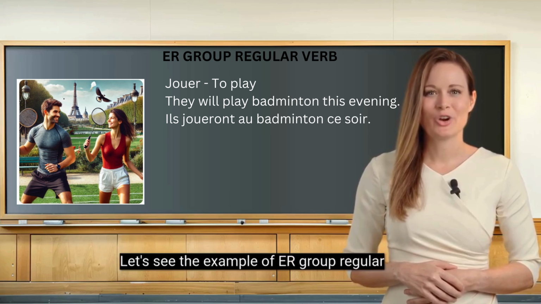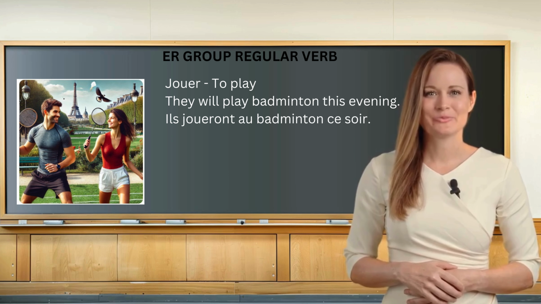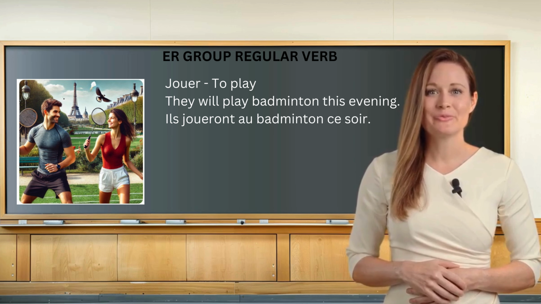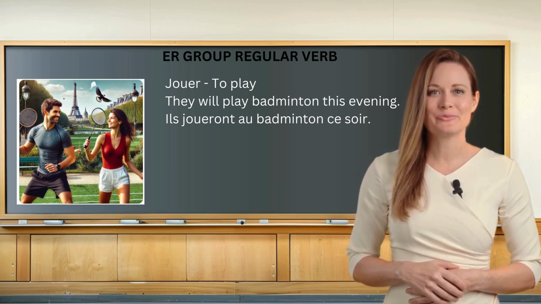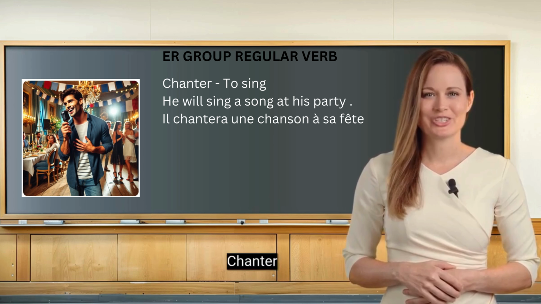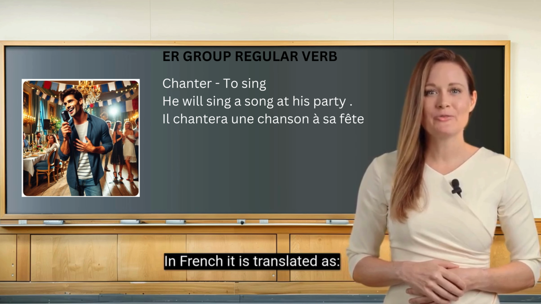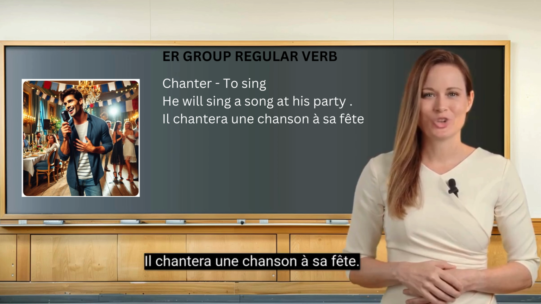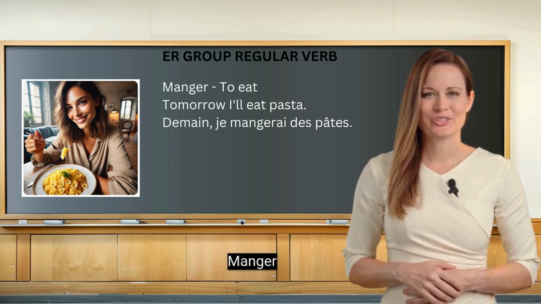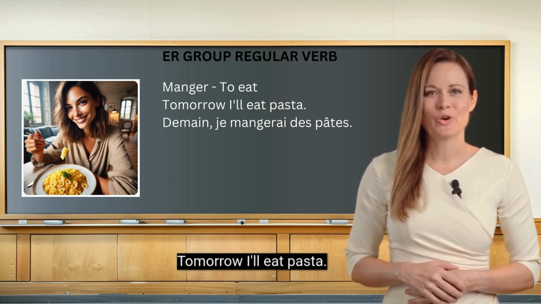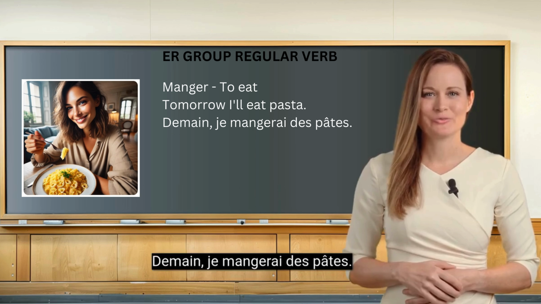Let's see examples of ER group regular verbs. Jouer, to play. They will play badminton this evening. It is translated as ils joueront au badminton ce soir. Next verb, chanter, to sing. He will sing a song at his party. In French it is translated as il chantera une chanson à sa fête. Next verb, manger, to eat. Tomorrow I'll eat pasta. In French it is translated as demain, je mangerai des pâtes.